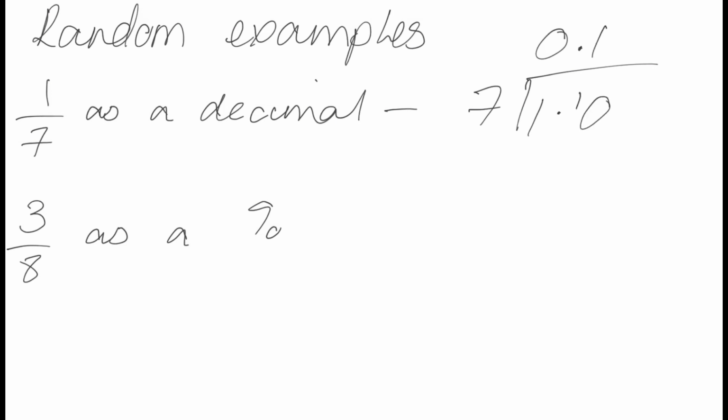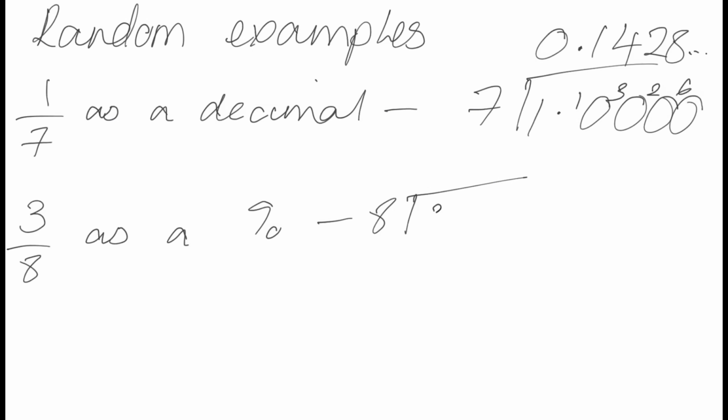7 into 10 only goes once. So we note that 1 and we have a remainder of 3. That 3 has now become 30. So 7 into 30 gives us 4 with a remainder of 2, which gives us 20, gives us 2 with a remainder of 6, and so on to 3 decimal places. Then we'll move on to our second random example, 3 divided by 8 as a percentage. So we're going to first calculate that as a decimal and then calculate the decimal into a percentage.